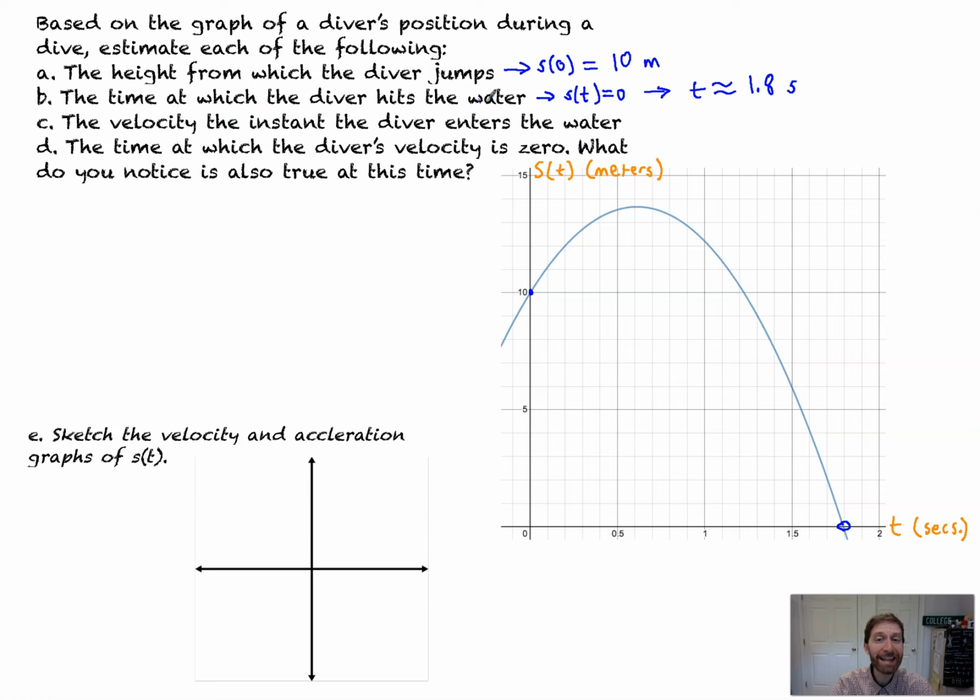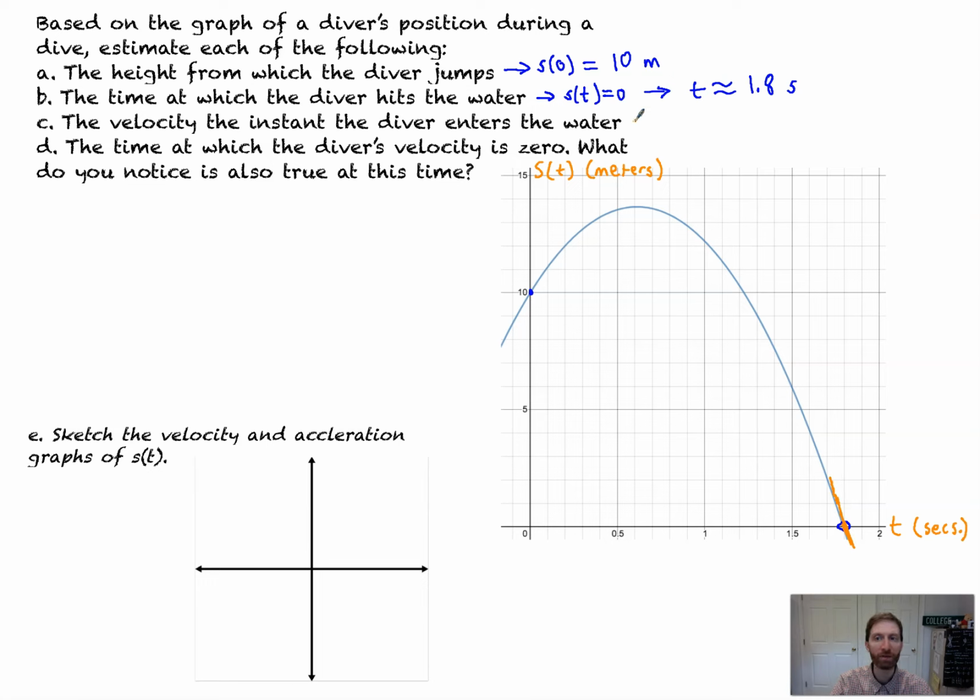The velocity the instant the diver enters the water. This is going to be more of an approximation. I'll do this in a different color. So you want, at this point, the slope of the tangent line right there, right? So that's what you want at that instant. And so what is the slope at that instant? I don't know. That's going to be a tough approximation. If we extend that out, it looks like it goes back and up about 2. So it's steeper than 1. So we're going right 1, down 2. Like if you were to extend the line out here, roughly, right 1, down 2.